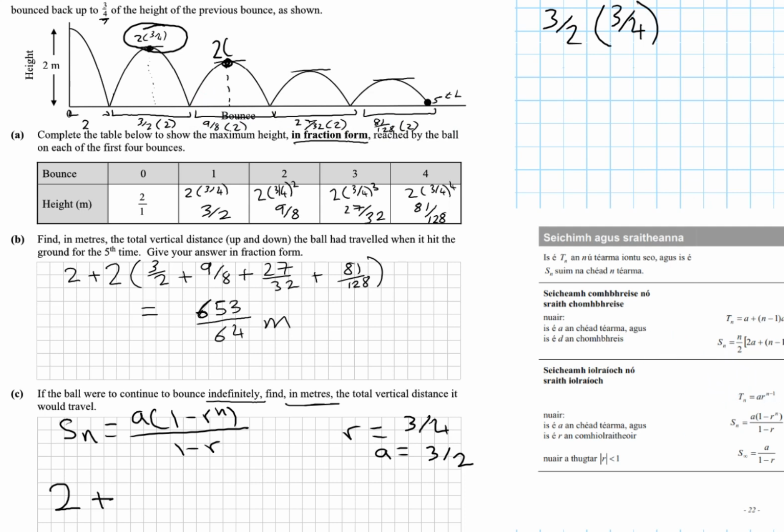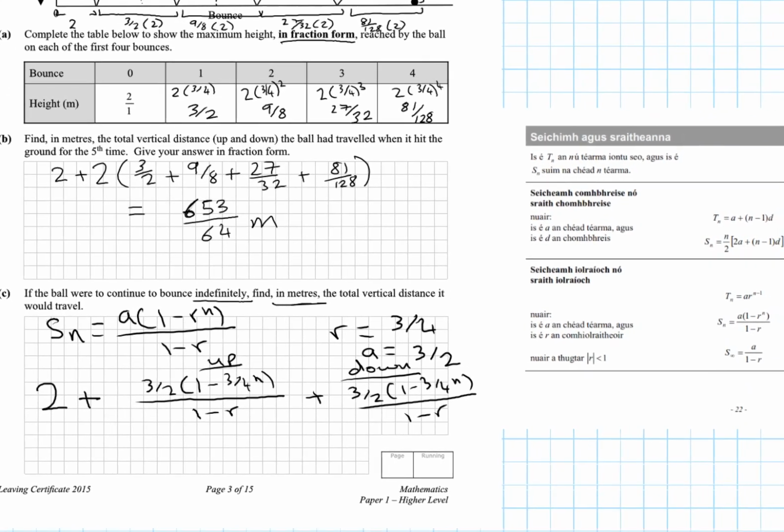So we basically have 2 of the geometric formulas going. So we just have 3 over 2 by 1 minus 3 over 4 to the power of n over 1 minus r. And then we have another one, so this is just for the up, and this one here is for the down, and it's the exact same because it literally travels the same up as it does down each time. So 3 over 2 by 1 minus 3 over 4 to the n divided by 1 minus r.